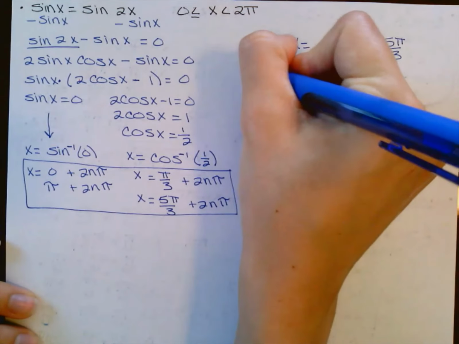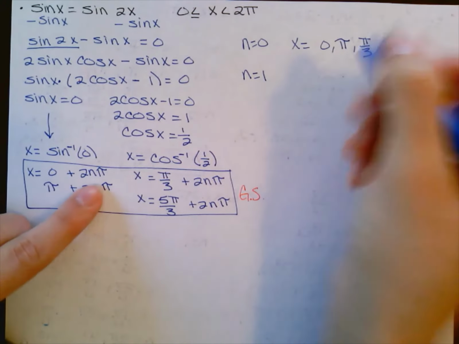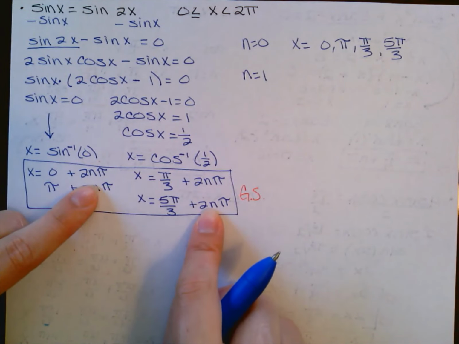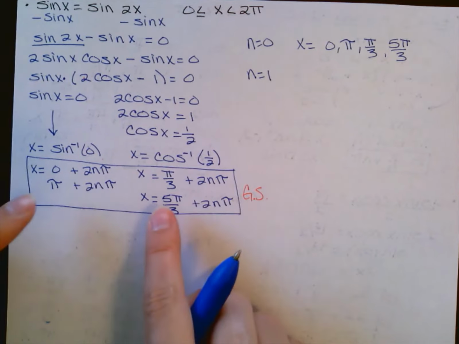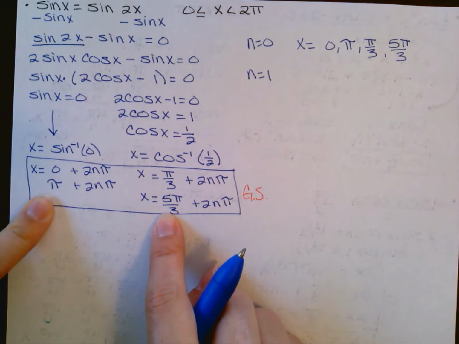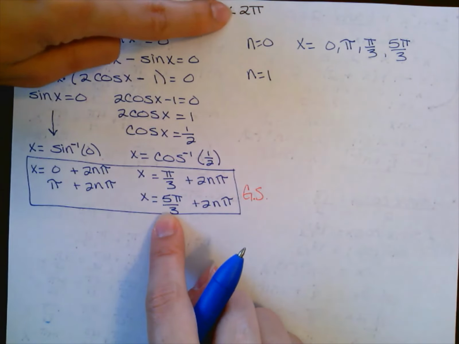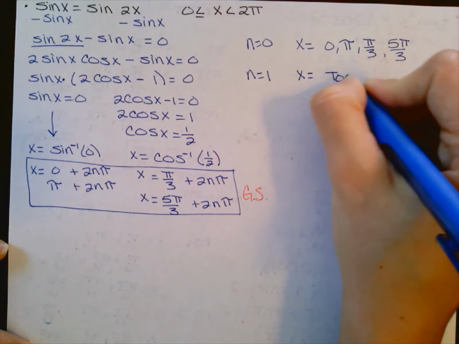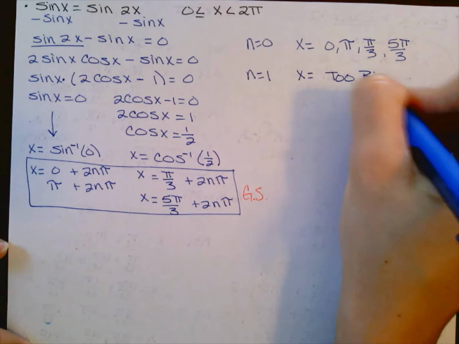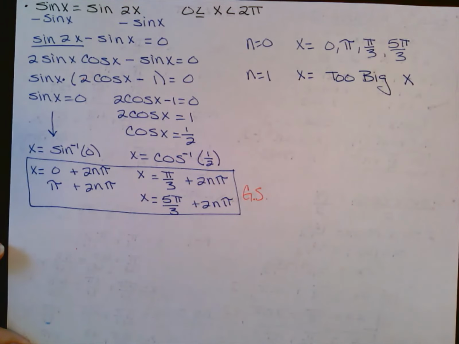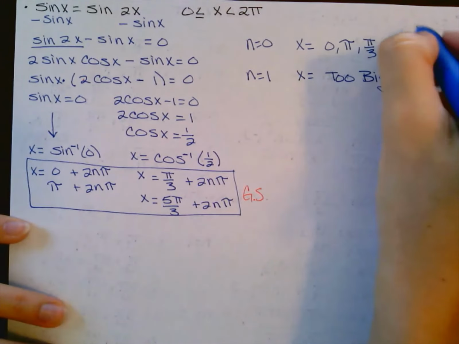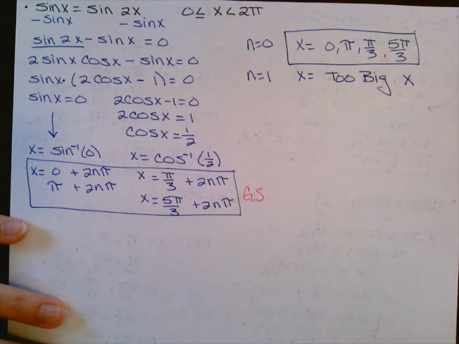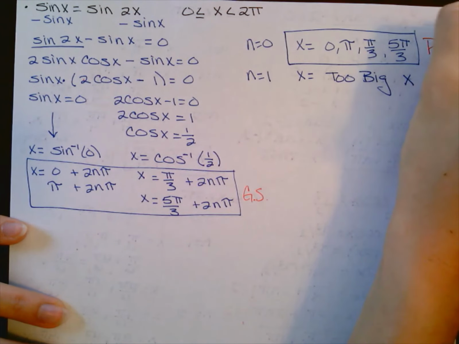And when n is 1, I'm plugging a 1 in here, meaning I'm adding a 2 pi. Anytime I add a 2 pi to a positive value, it's going to surpass or reach 2 pi. So that means all of my x's here would be too big. If you want to go through the motions adding them, you can. So that means that these are my only answers, and these are my particular solutions.